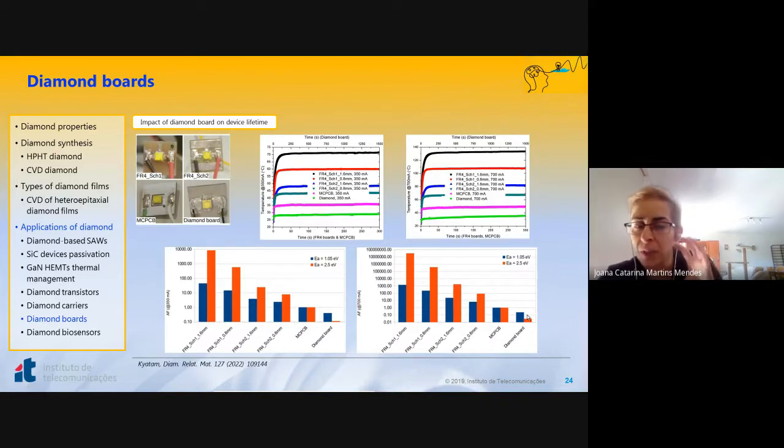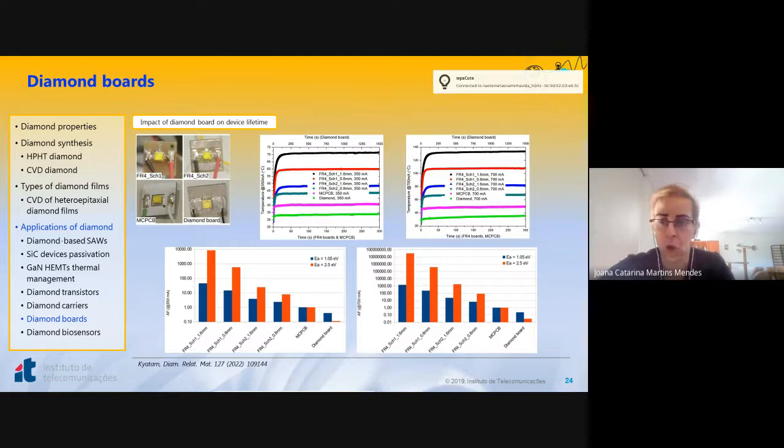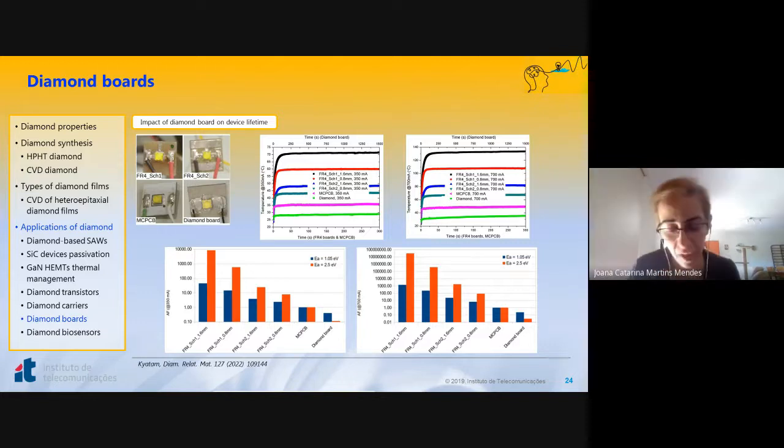So whenever you have a high power LED and you mount it on a diamond board, you will increase its lifetime tremendously. Of course, you will not do it in a regular lamp, because low cost is a must. But if you are talking about space applications, for instance, where both the lifetime as well as the weight and the volume of all your heat sinks and bulky stuff is also critical, then diamond can really play a role for the thermal management of these LEDs.